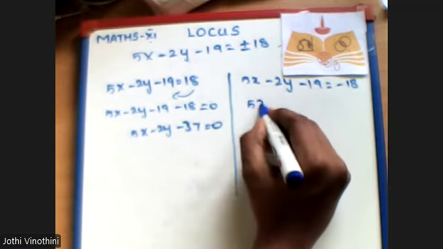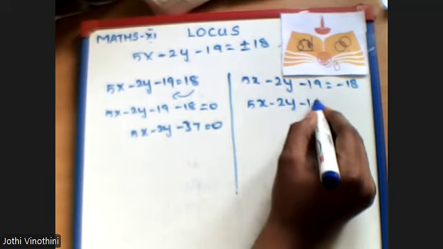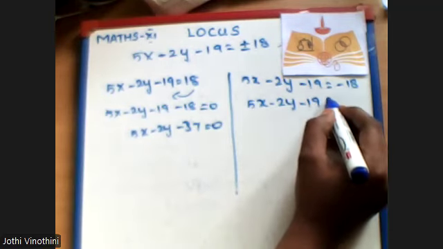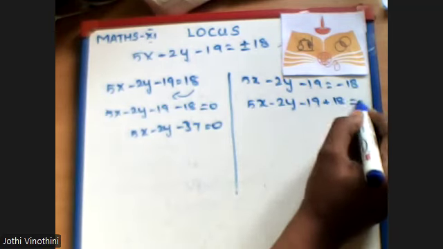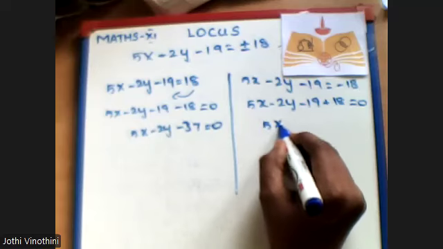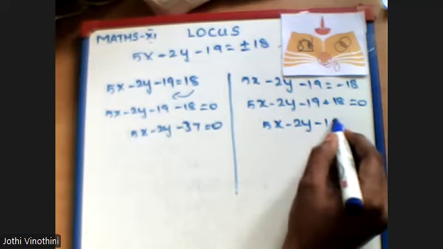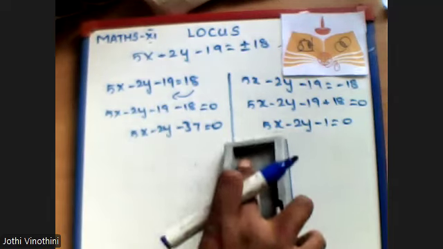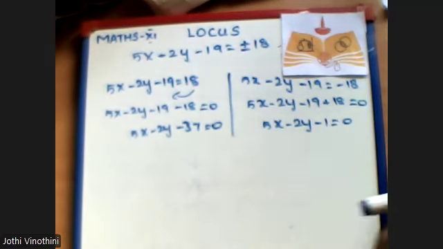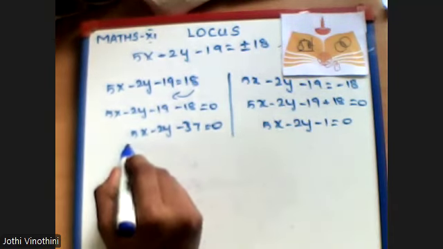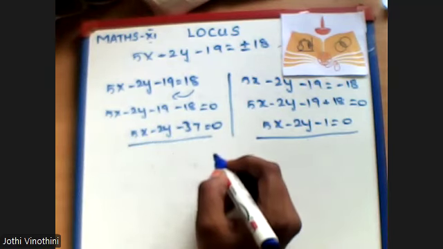For the other one, 5x minus 2y minus 19, this 18 comes here as plus 18, which equals 0. So 5x minus 2y minus 1 equals 0, right? So what is the final locus? Here we have two solutions, this one or this one.